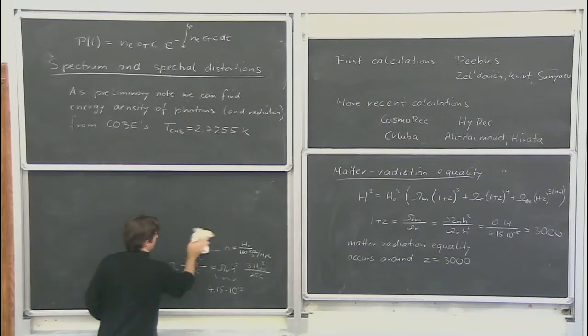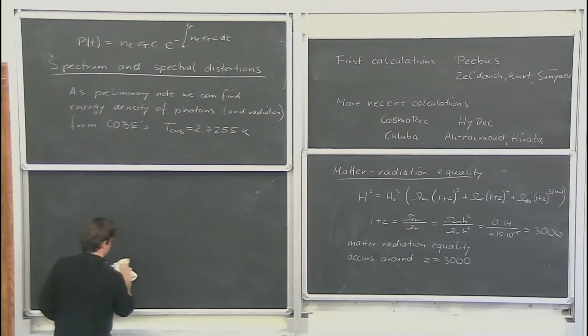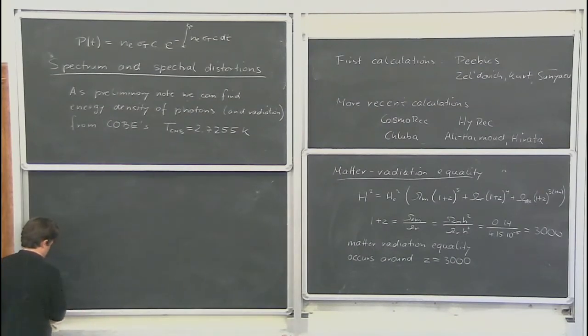Okay, so as we said earlier, to set up a black body spectrum, we have to have processes that really change the energy of photons appreciably.